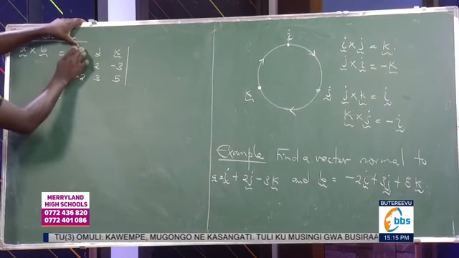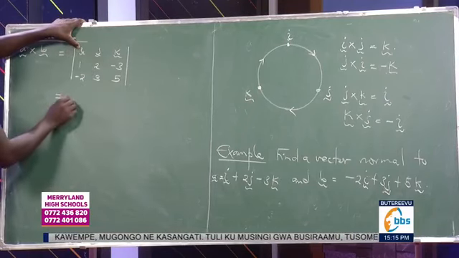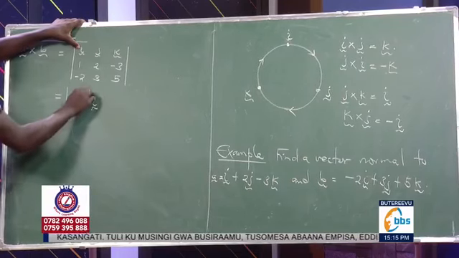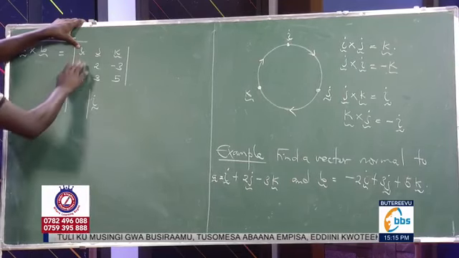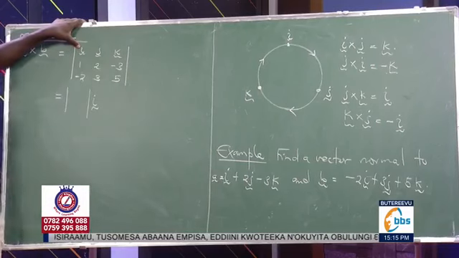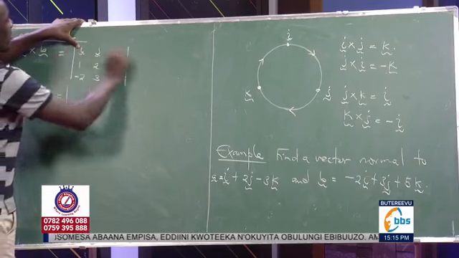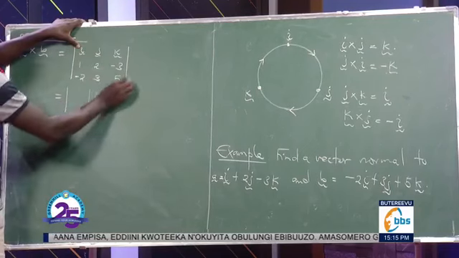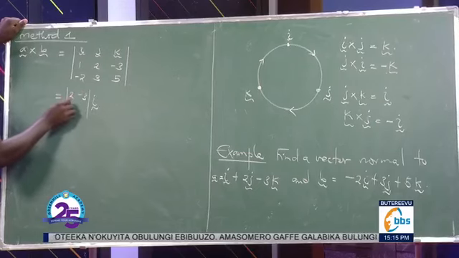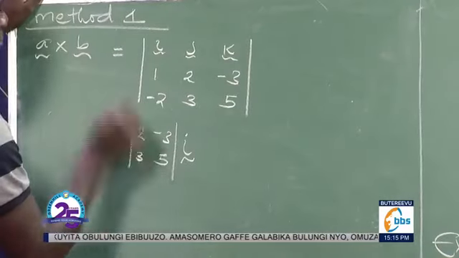So how do you find the determinant of a 3 by 3 matrix? We shall write that I, but then we need the coefficient. To get the coefficient, you're going to remove the column containing I and the row containing I. So we remain with this: 2, -3, and then 3, 5.